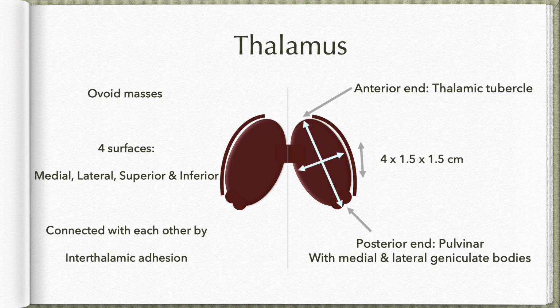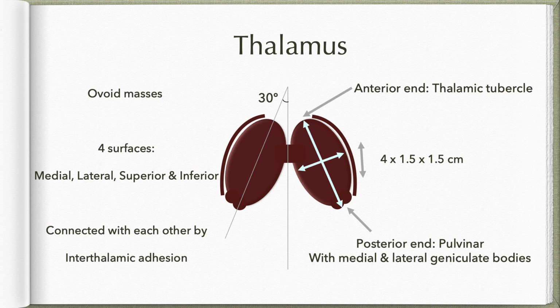Anteroposteriorly, the thalamus measures about 4 centimeters. Its breadth and height are about 1.5 centimeters each. Long axis of thalamus makes an angle of about 30 degrees with the midline. That is because the two thalamic tubercles, or the anterior ends of the thalami, are converging towards each other.